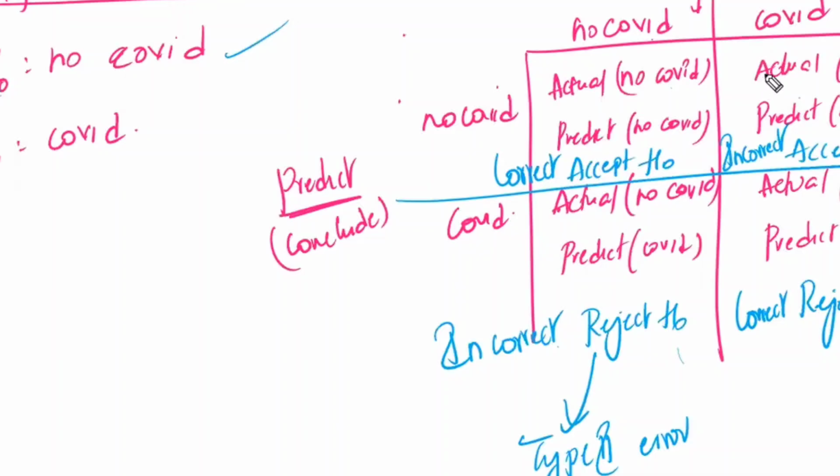This is more dangerous. So if in the interview they ask you which is more important, type 1 error or type 2 error, we can't decide. This will be decided based on the case. In some cases, type 1 error will be more important. In some cases, type 2 error will be more important.